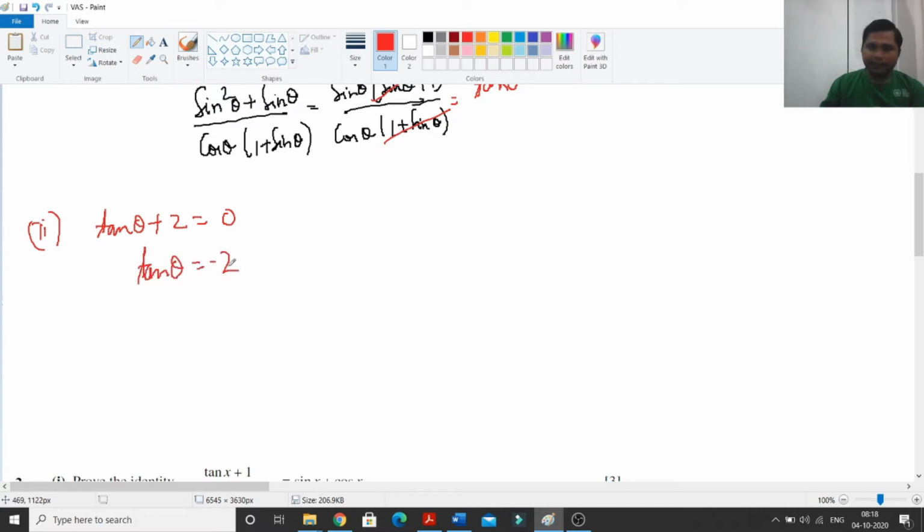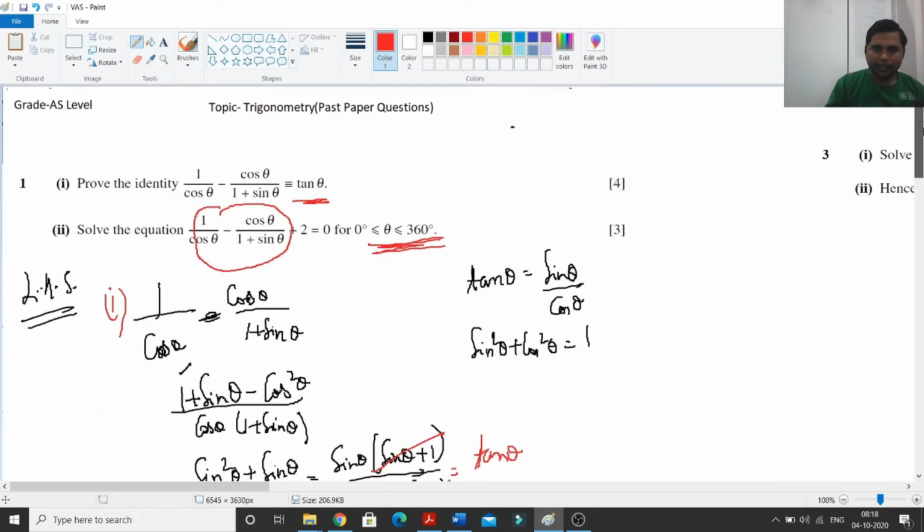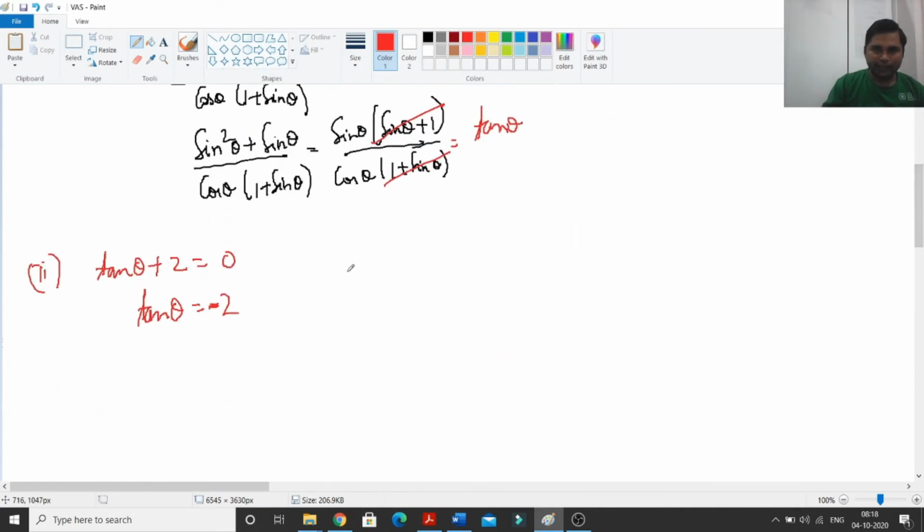And now as it is negative, tan is negative in the second and the fourth quadrant, and it says 0 to 360, right? Theta lies between 0 to 360. So one answer will be in the second quadrant, which is between 90 to 180, and another answer will be in the fourth quadrant, which will be between 270 to 360. Let's use the calculator to find out the value. So tan inverse of minus 2.